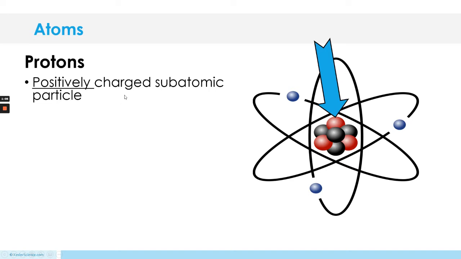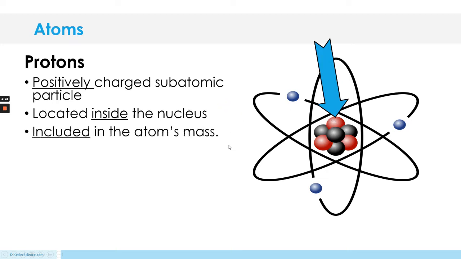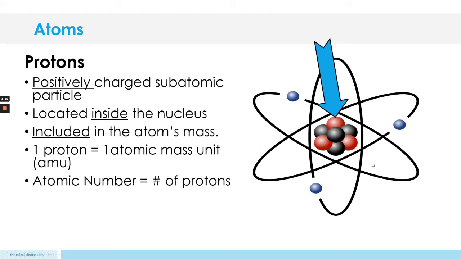That's what we remember. You guys made a cheat sheet. Make sure that you have that cheat sheet available, right? So protons are positive. They're located inside the nucleus, in the middle here. And they're included in the atom's mass because they have a mass of 1 AMU. The atomic number on a periodic table tile will tell you the number of protons.